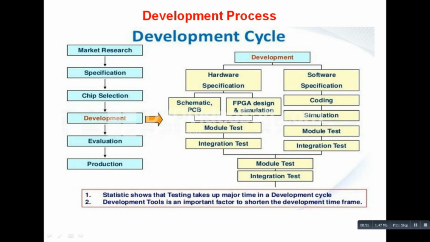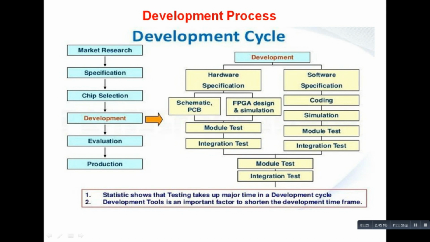According to the requirement, we specify which type of hardware or which type of software is required. And according to that hardware and software specification, we select the chip, such as a system on chip or any other chip, whatever we require. After that we go to the next phase, that is the development. After developing, we get one system, and then we evaluate that system, and then we go for the production.